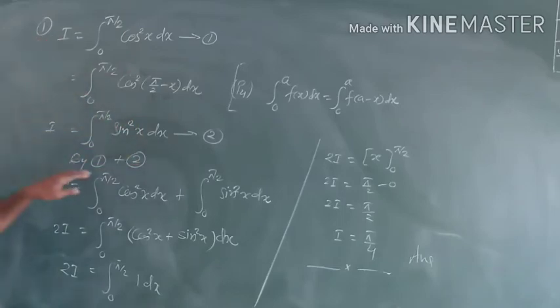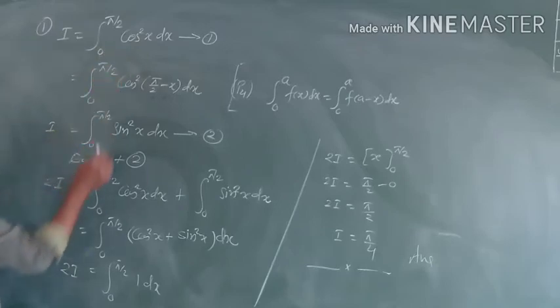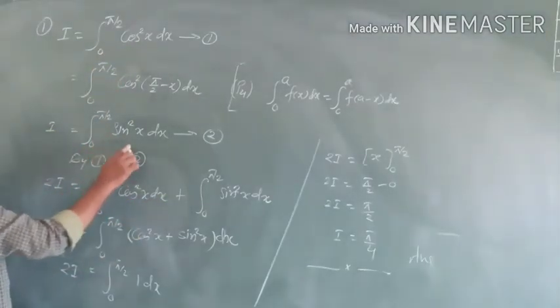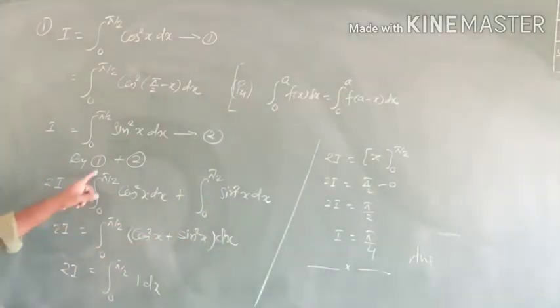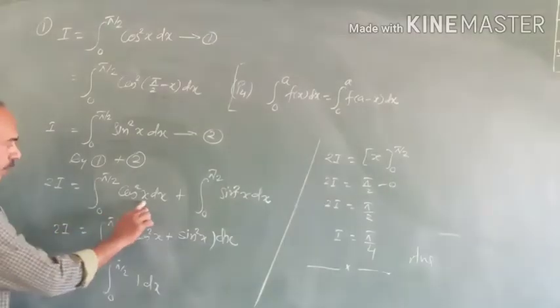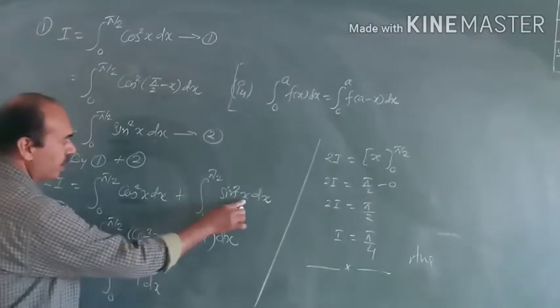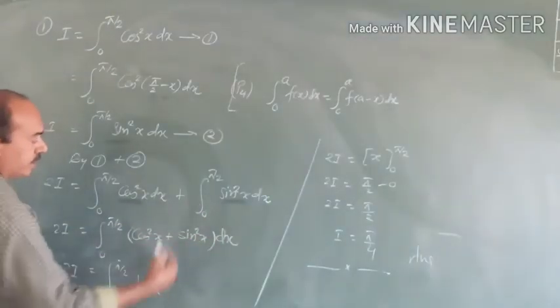Now add 1 and 2. In each and every question you have to add these two equations, equation number 1 and equation number 2. So I plus I is 2I, and on the right side, the first integral is 0 to pi by 2 cos square x dx plus the second integral 0 to pi by 2 sin square x dx. Now write the integral symbol commonly, from 0 to pi by 2: from the first integral it is cos square x and from the second it is sin square x. So cos square x plus sin square x, and write dx here.